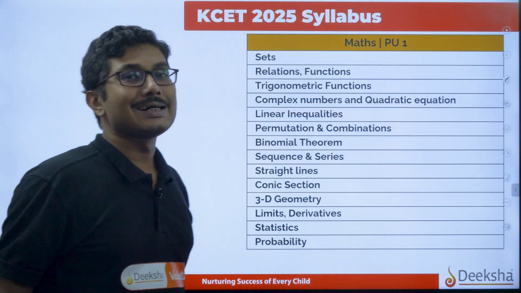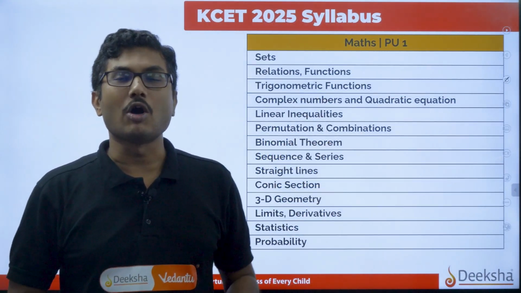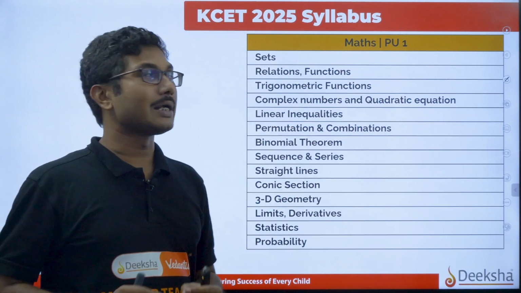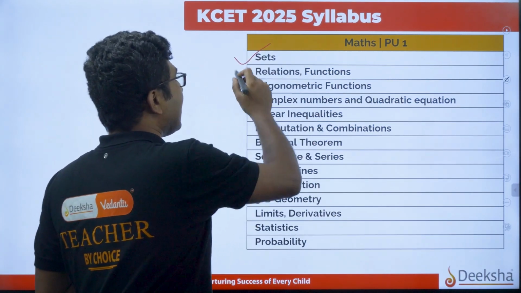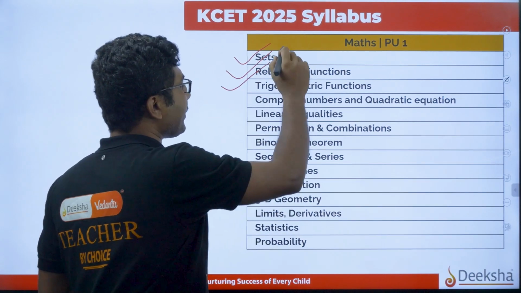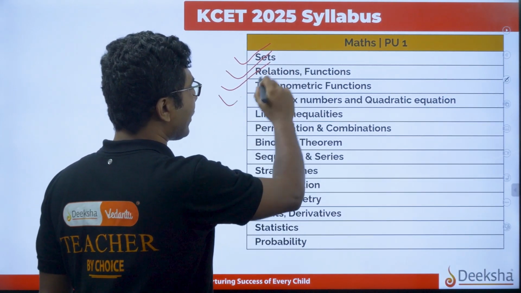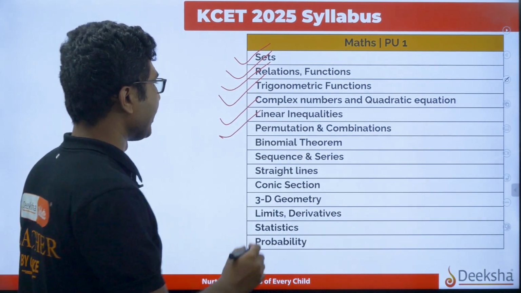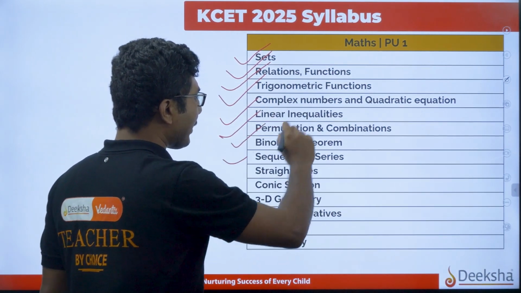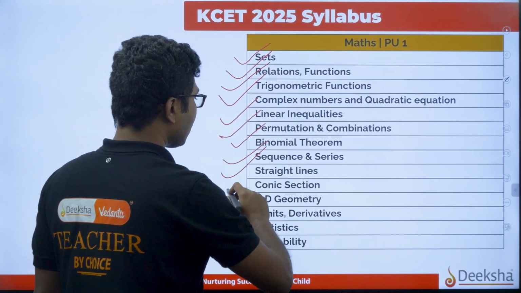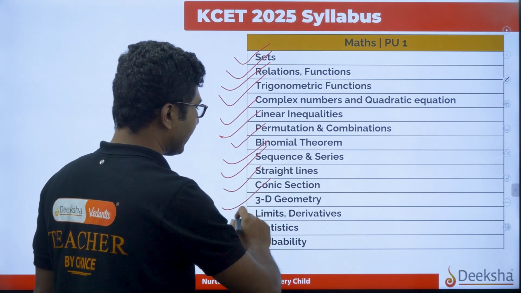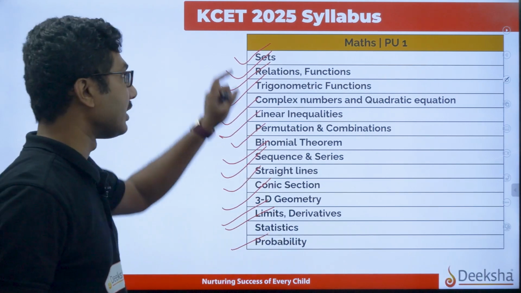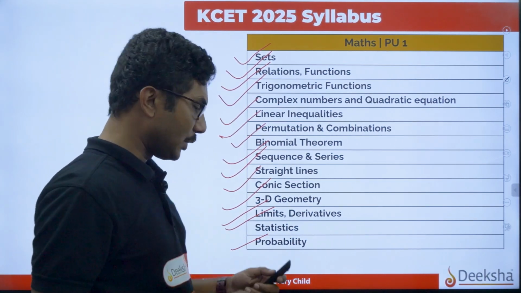Now, let us discuss in detail the syllabus of all the subjects one by one. For mathematics, what is the syllabus? Sets, relations and functions, trigonometric functions, complex numbers and quadratic equations, linear inequalities, permutation and combination, binomial theorem, sequence and series, straight lines, conic sections, 3D geometry, limits and derivatives, statistics, probability from PU1. These are all the chapters from PU1.